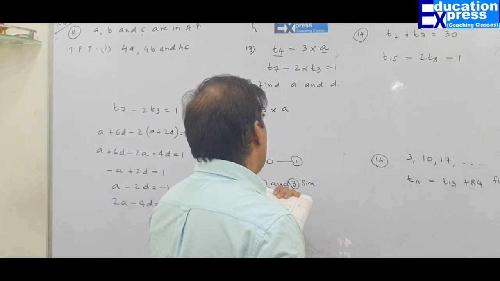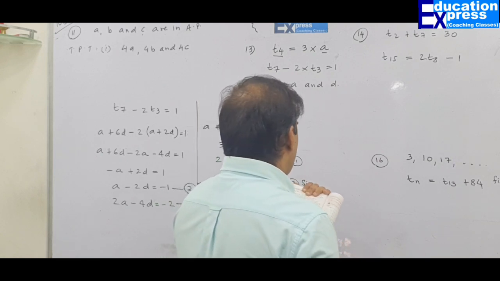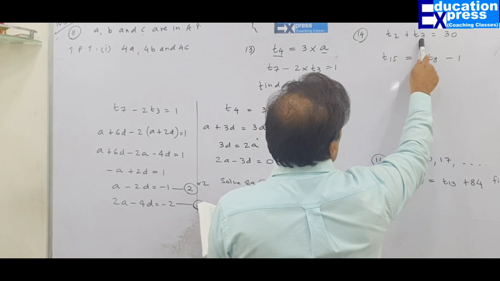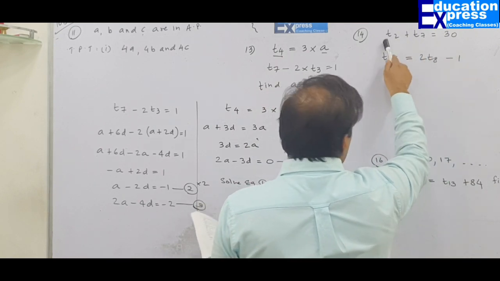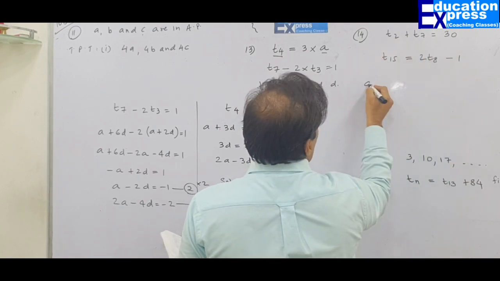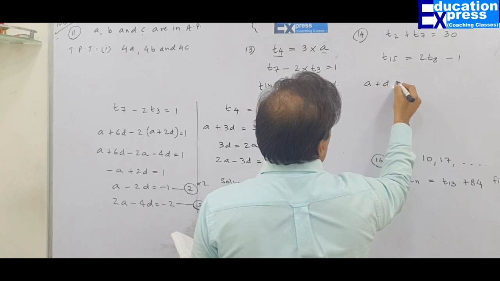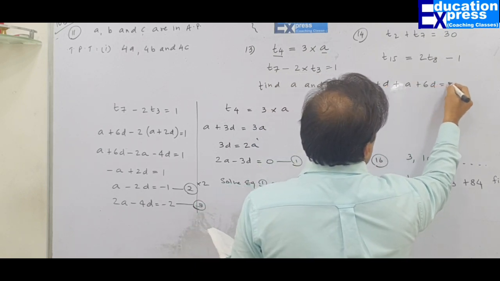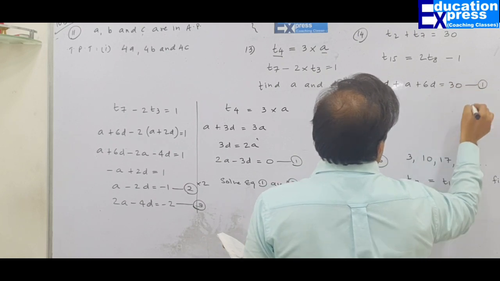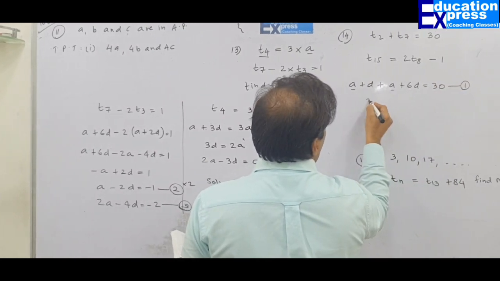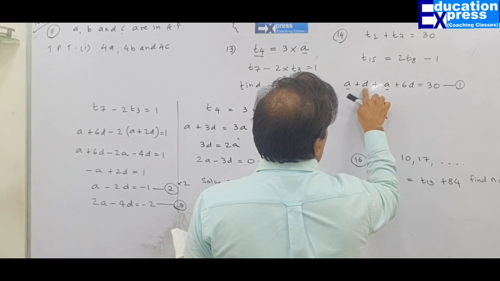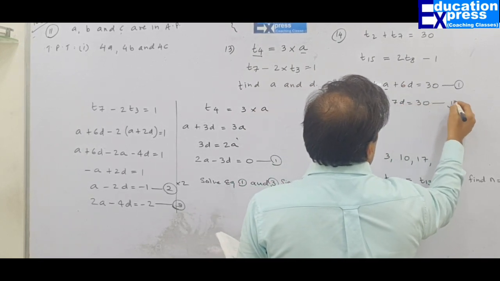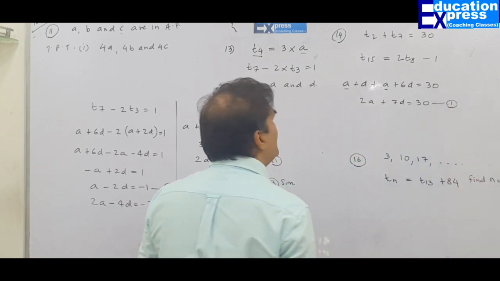Again the same, twisting of the words. The sum of the second term and the 7th term of the AP is 30. We know the second term means a plus d. We even know the 7th term means a plus 6d, which is equal to 30. That is the first equation. a plus a, 2a; d plus this, 7d equals 30. We got our first equation easily.